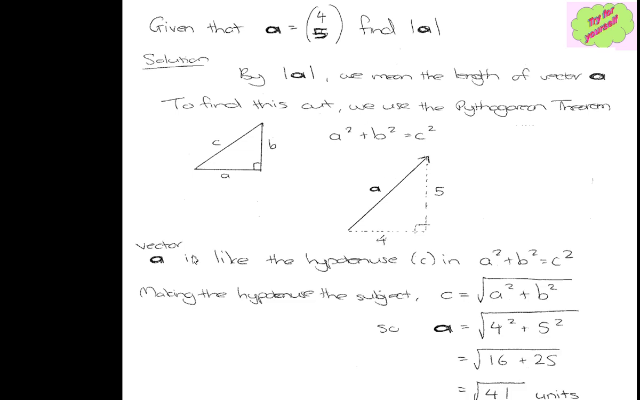So we use Pythagoras' theorem. It's like the hypotenuse, C. So C is the square root of A squared plus B squared. Putting in 4 squared plus 5 squared is 16 plus 25. Square root that, and you get the square root of 41. Does that simplify? No, it doesn't, because there are no square numbers other than 1 that divide evenly into 41. So it's root 41, and you could write units.